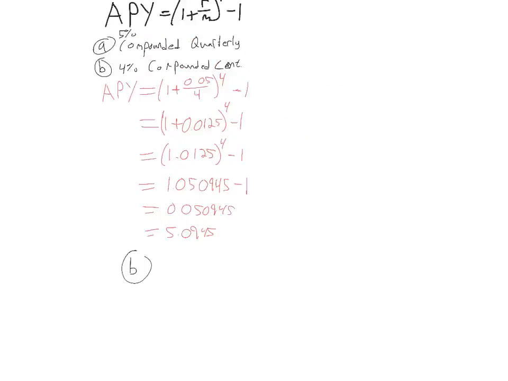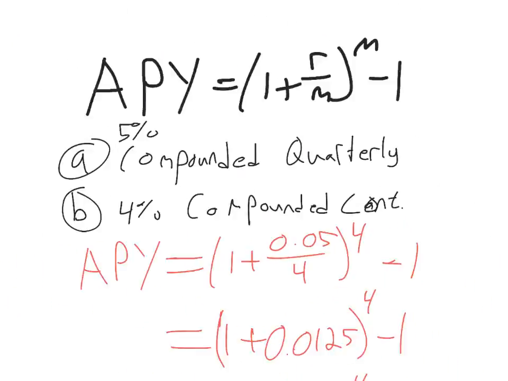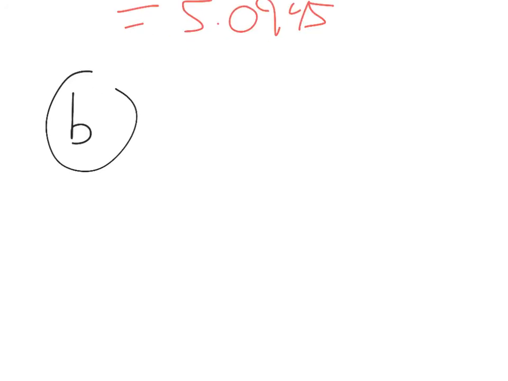So part B gave us 4% compounded continuously. So let's take a quick look at something.